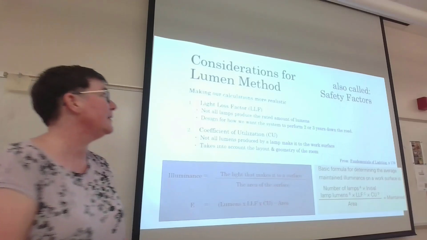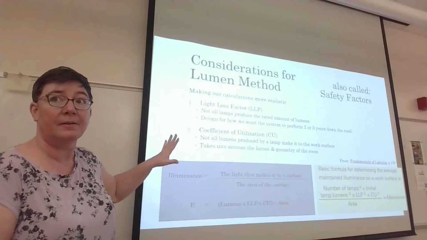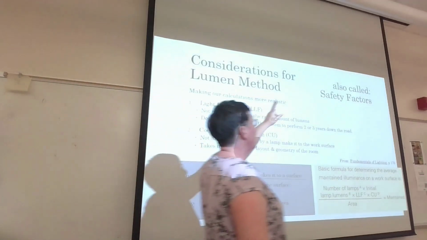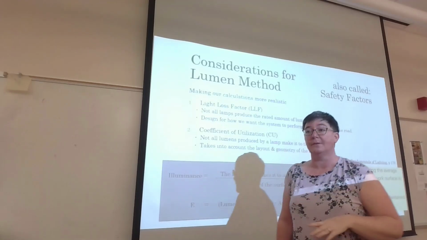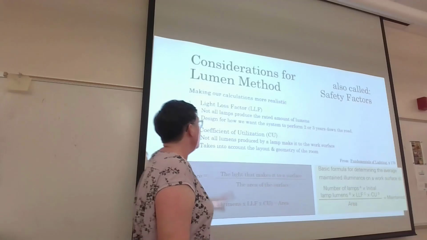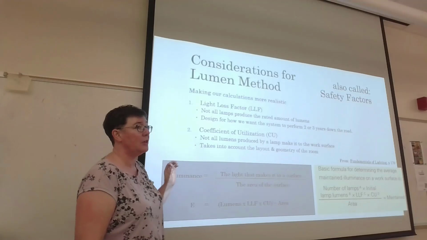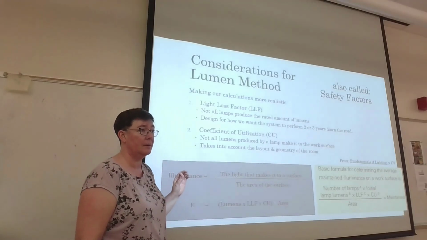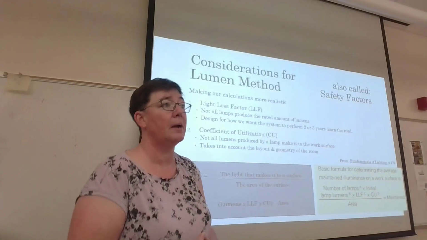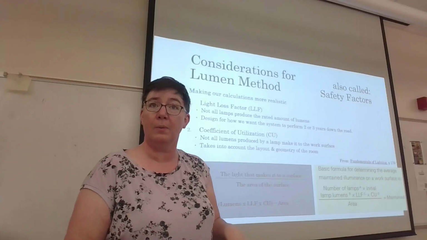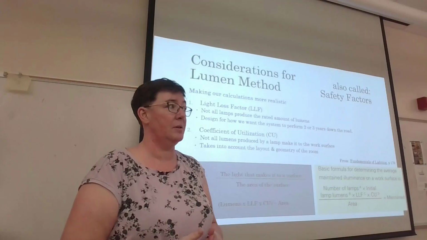There are two factors we're going to look at. And together they're also called safety factors. That's another word for these considerations that we're looking at right now. They are the light loss factor and the coefficient of utilization. By including these in our calculations, we're going to make our calculations a little more realistic to the real world, and not as ideal as that very simple equation.